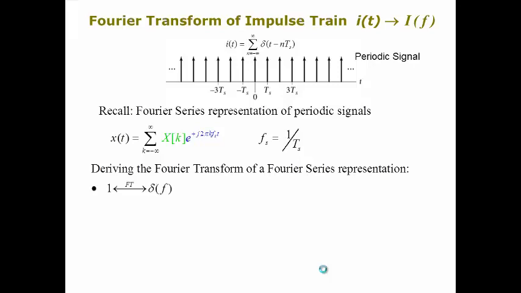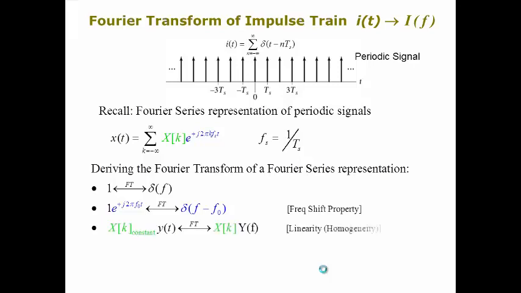Remember, the Fourier transform of a constant is a delta. That was a Fourier transform theorem. Another Fourier transform theorem: if I multiply something by e to the j anything in the time domain, what I do to the frequency domain is shift its frequency position. So if I multiply one times that, I shift the delta by this amount of frequency. It's the frequency shift theorem for Fourier transforms. If I multiply any time domain function by a constant, even a complex one, I multiply its Fourier transform by the same constant. That's linearity.